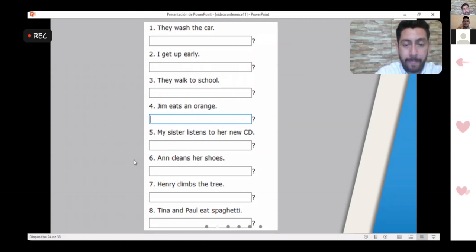No, no puede ser which, porque para hacer which tiene que haber espagueti y otra cosa más. En este caso, acuérdense que Tina y Paul son dos personas, sería they, por ejemplo. Siempre sería what, casi que la mayoría son what. What do Tina and Paul eat? Very good.